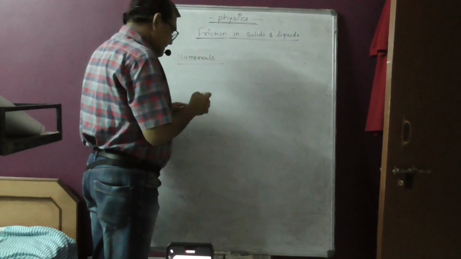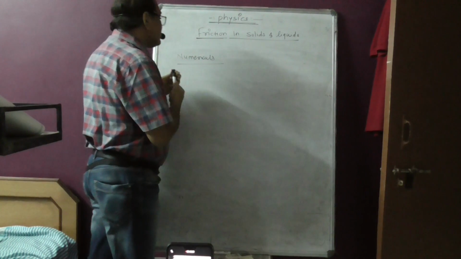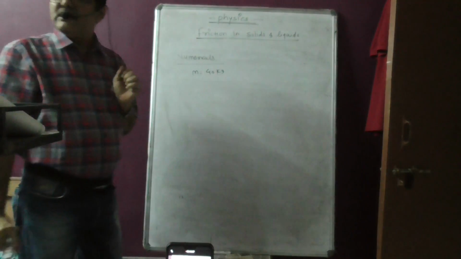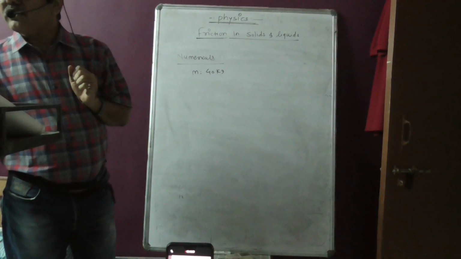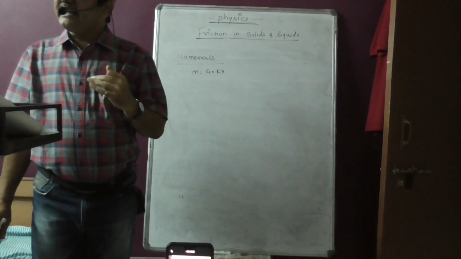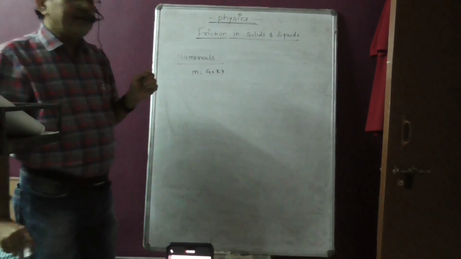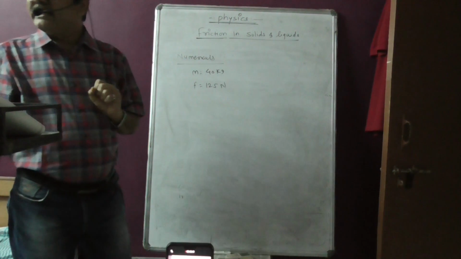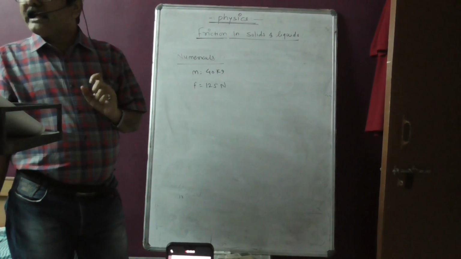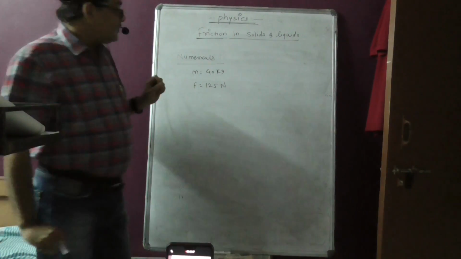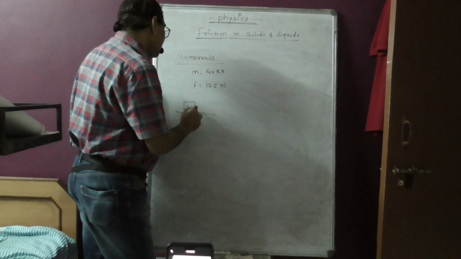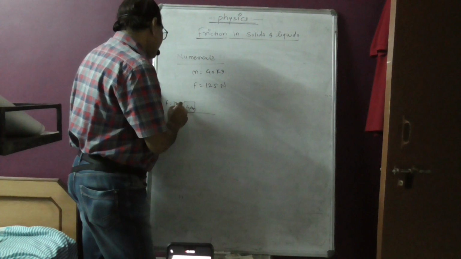The question is like this. A block of mass 40 kg, resting on a rough horizontal table, just starts sliding when a horizontal force of 125 Newton is applied to it. To keep it moving with uniform velocity, first of all, this is the block having the mass of 40 kg, and you are applying the force of 125 Newton. So that much force you have already applied.